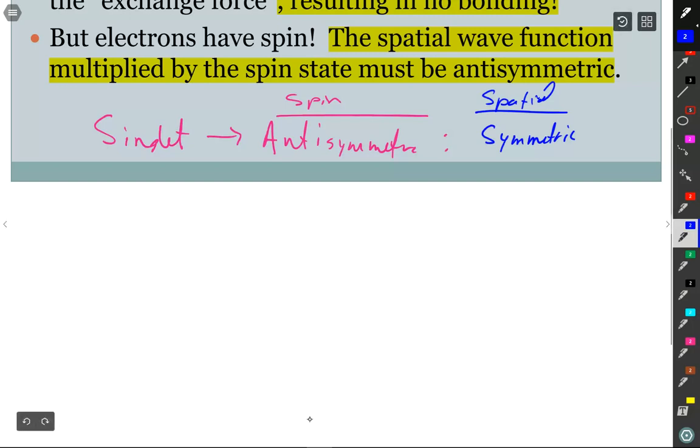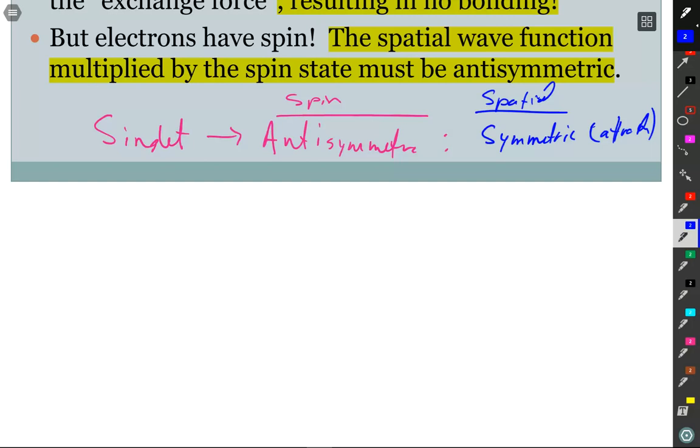So I have to have, if it's anti-symmetric, which is what the singlet state is for spin, then the spatial must be symmetric. But the spatial symmetric, yes, is the one that was attractive. So two electrons in the singlet state are going to have a symmetric spatial function, and thus they'll be attractive and they'll form a bonding orbital.